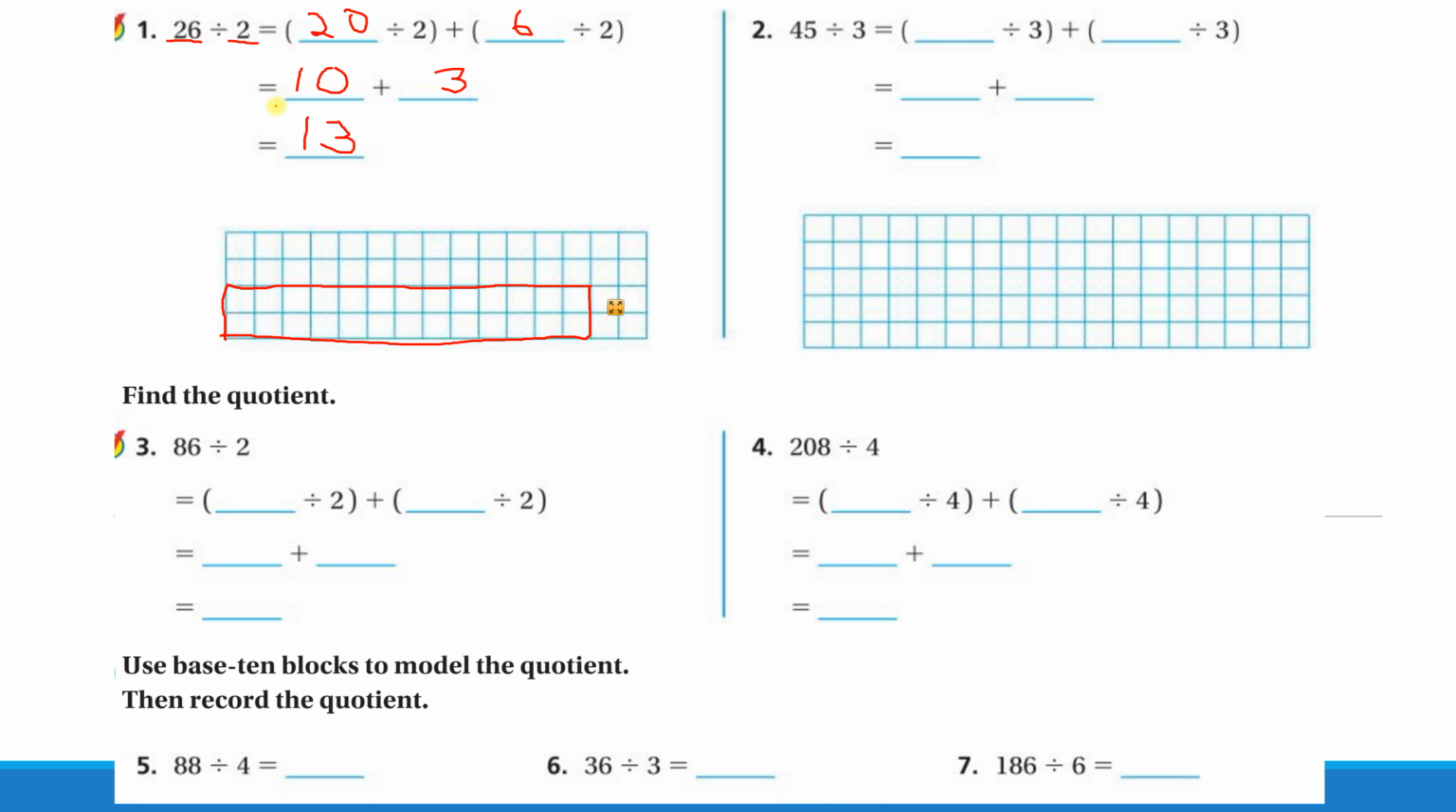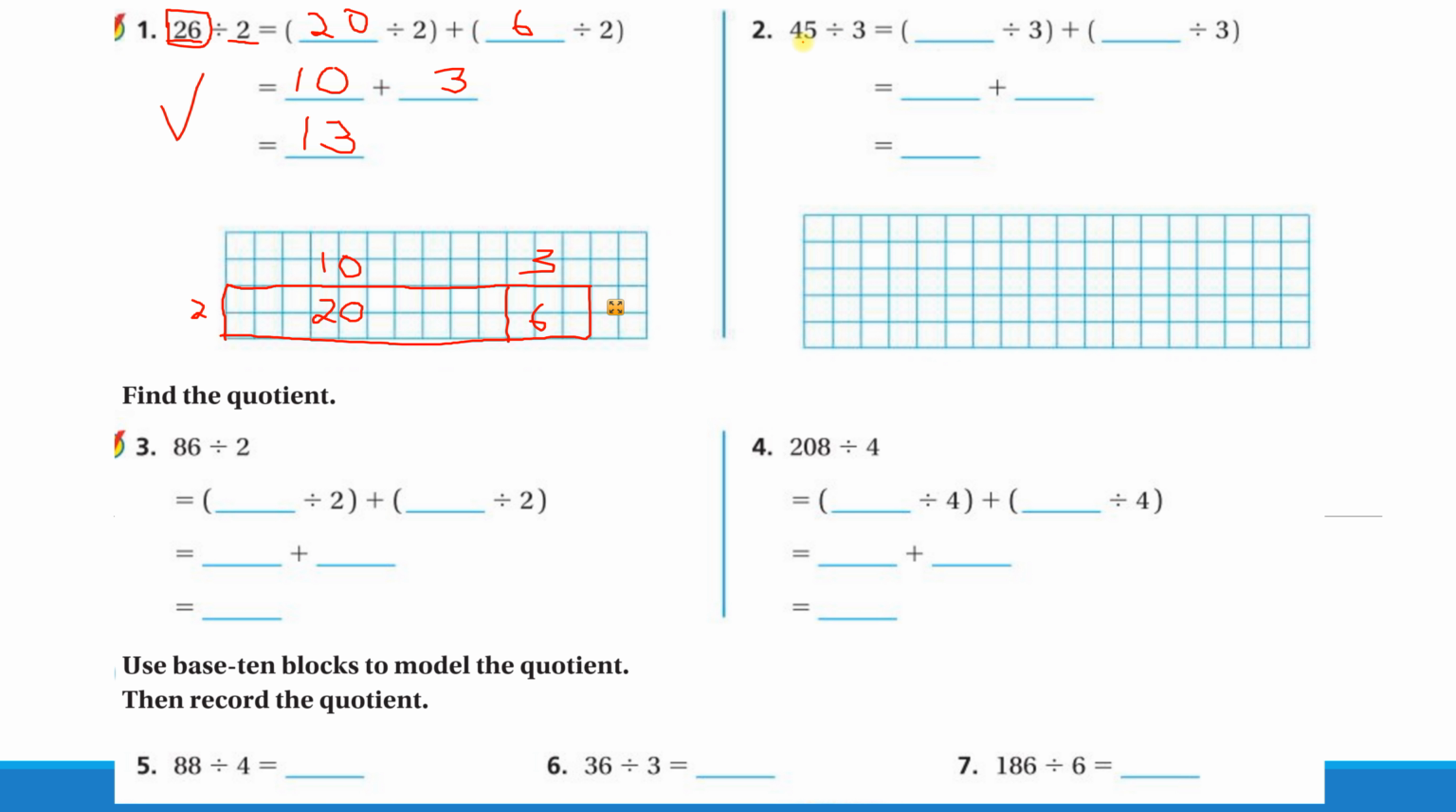Now I broke it up into 10 groups and 3 groups. So 1, 2, 3, 4, 5, 6, 7, 8, 9, 10. So there's my 10 groups of 2. And there's 1, 2, 3 groups of 2. So again, if we're labeling all our parts, 10 times 2 is 20, 3 times 2 is 6. If I add those together, I get back to my dividend, which is how I check division problems, so this problem checks out.